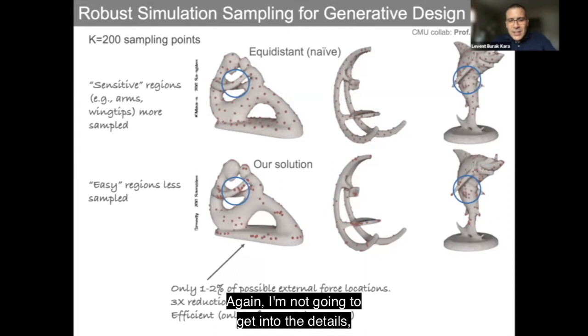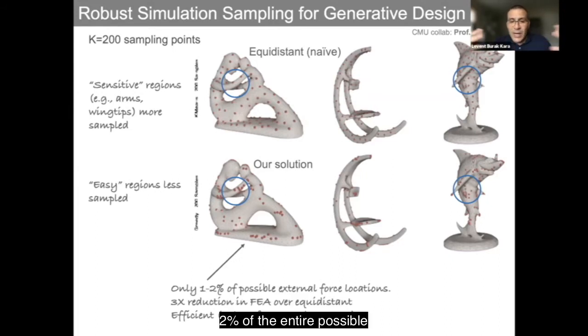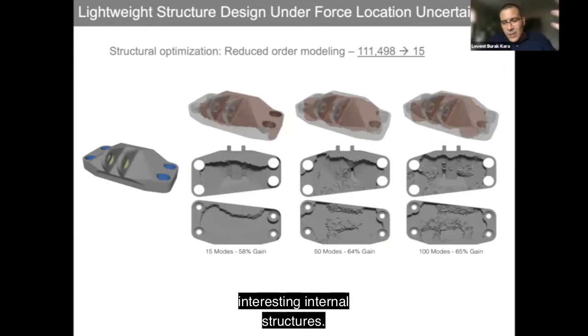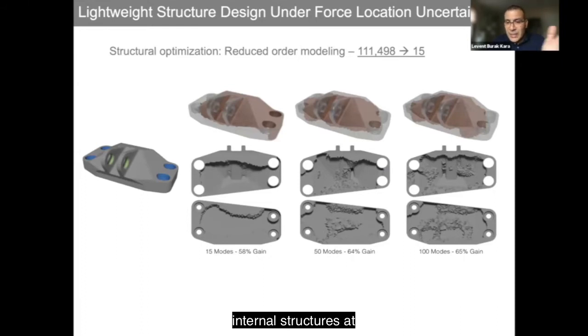Again, I'm not going to get into the details, but through machine learning and design of experiments, we find very informative points on which simulations should be run, which gives us a big picture view of what the most critical places on the structure can be and how we can design internal structures to mitigate any failures. And with this, we only need to do 1 to 2% of the entire possible force location simulations. So we significantly reduce the amount of simulations needed through machine learning. And out of this come interesting internal structures. We're going from over 100,000 degrees of freedom to 15 degrees of freedom through dimensionality reduction, which allows us to design internal structures at different levels of detail.